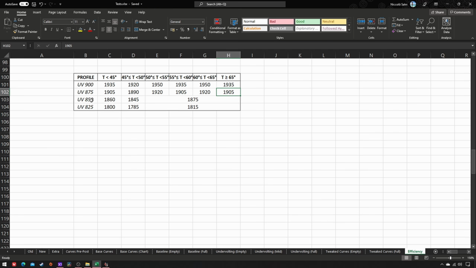1860 MHz at 850 mV and 1800 MHz at 825 mV both behave differently. Below 45 degrees, set frequency. Between 45 and 50 degrees, one step down. Above 50 degrees, one step up, and the frequency remains there.